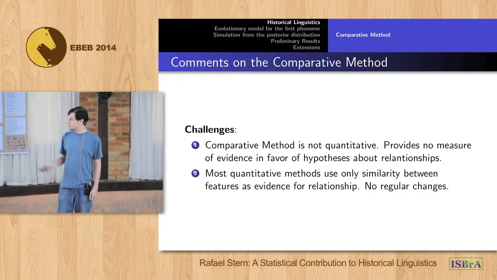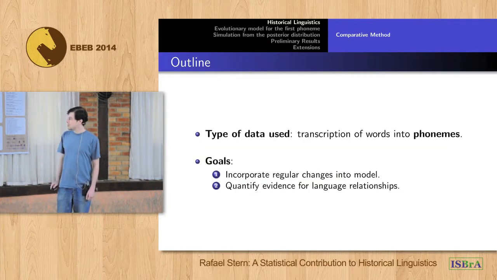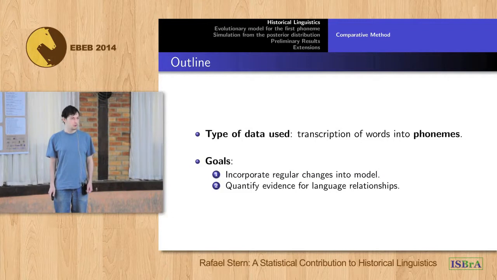But the problem is that most of these methods don't take regular sound changes into account. So that's what we're trying to do in this work. In this first stage, we are only going to use phonological information, that is, information about how the words are pronounced. And we will try to incorporate regular changes into our model, and we will make an evolutionary model for languages. So we'll provide a model for how the words evolve from the root language into the modern languages. And therefore we'll try to quantify the evidence that different languages are related.